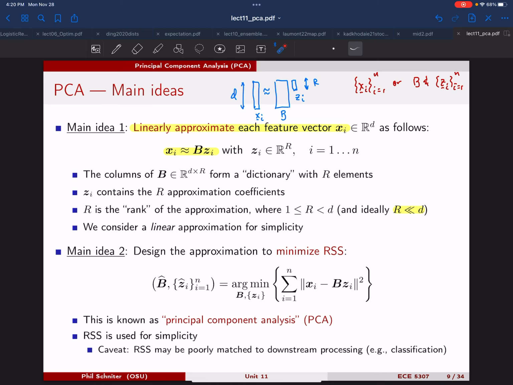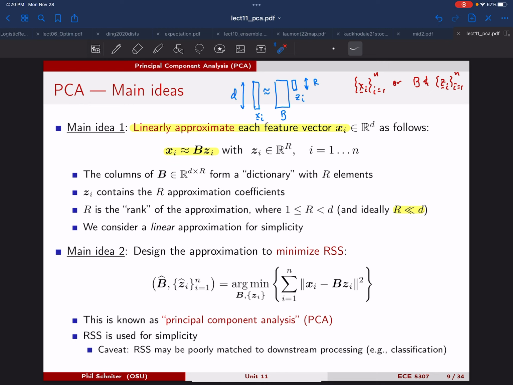Okay, so that's the first main idea. We're doing a compression, and this is basically a linear compression. You can say that you can reconstruct an approximation of all the xi's by taking your B matrix and multiplying it by the corresponding zi. And this should give us an approximation of xi.